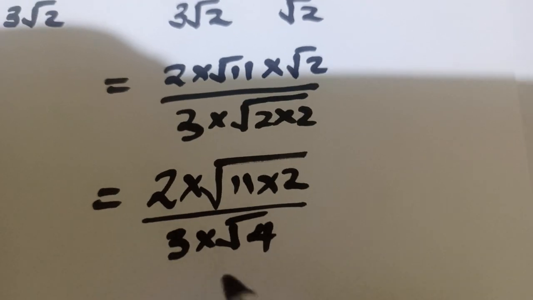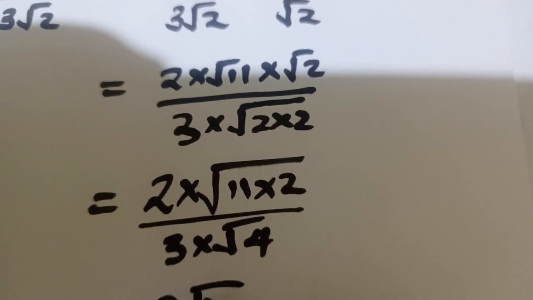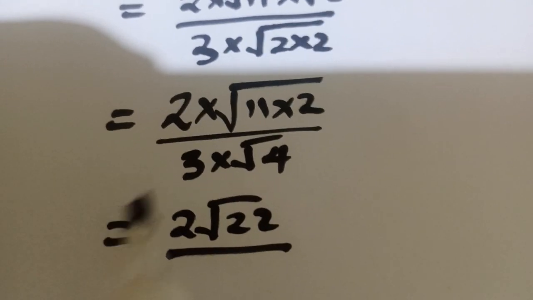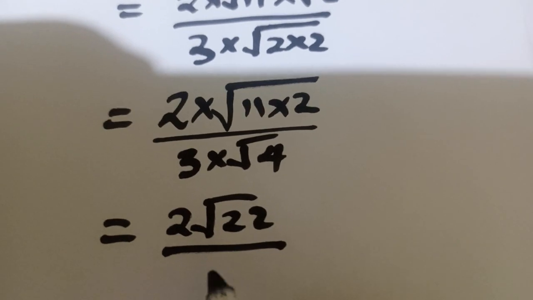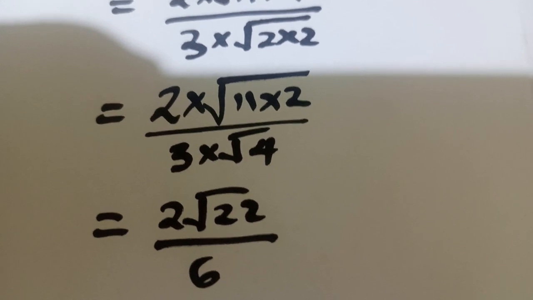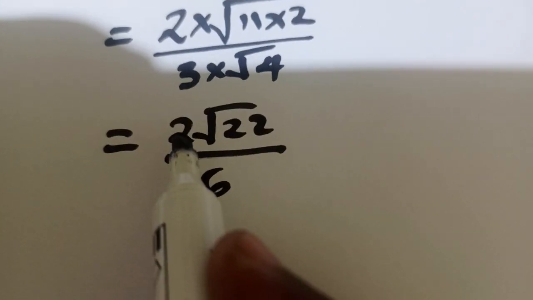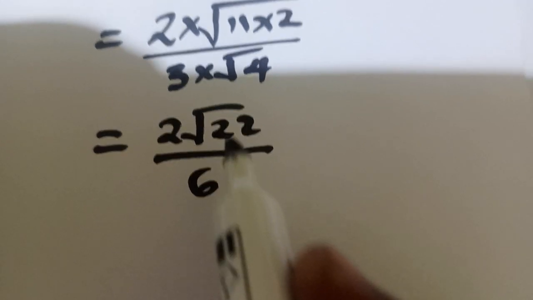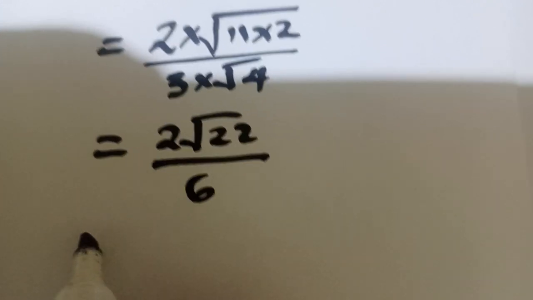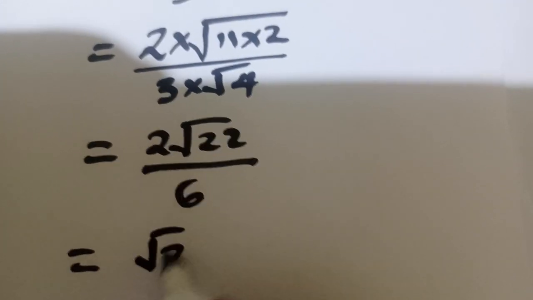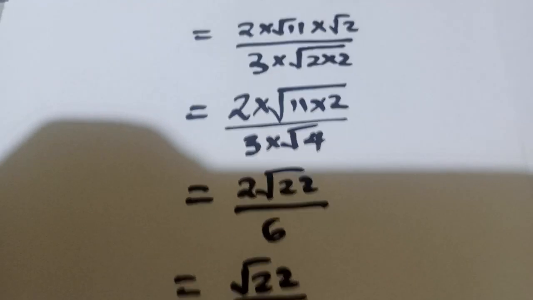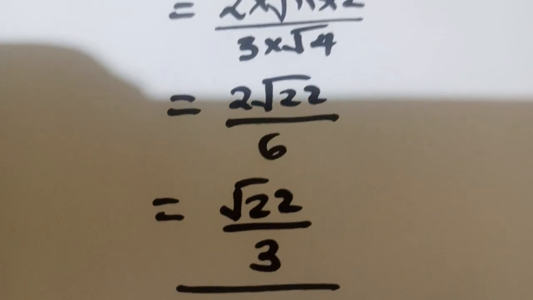So in our case, the final answer now becomes 2 root 22 over, remember 3 multiplied by root 4, but root 4 is now 2, which is over 6. 3 by 2 is 6. And you can see you have 2 multiplied by root 22 over 6. Now 2 and 6 here are rational numbers, and we can simplify, and this gives us root 22 over 3. Now this is the fraction with the rationalized denominator.